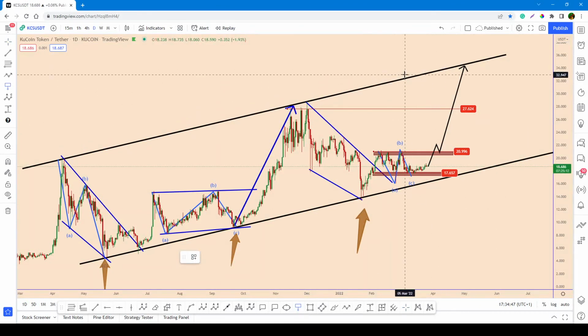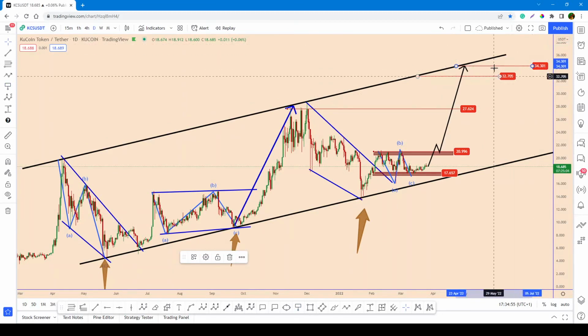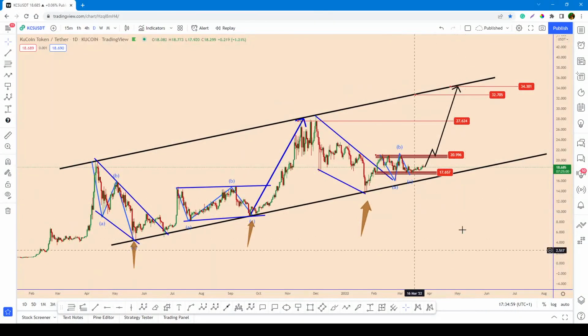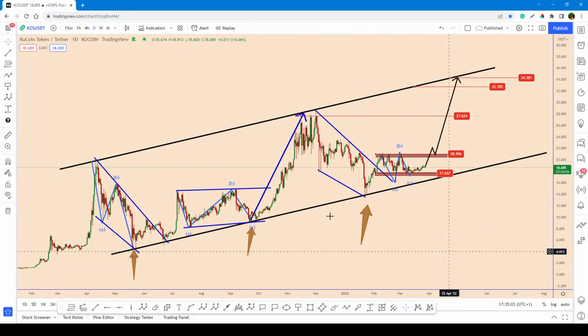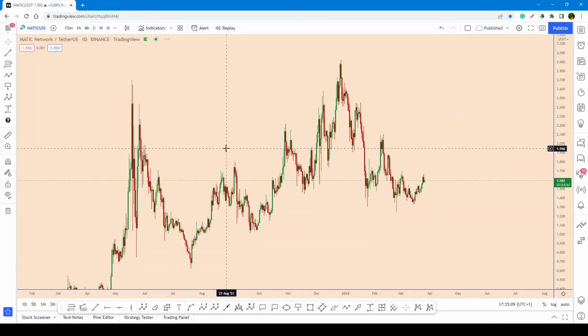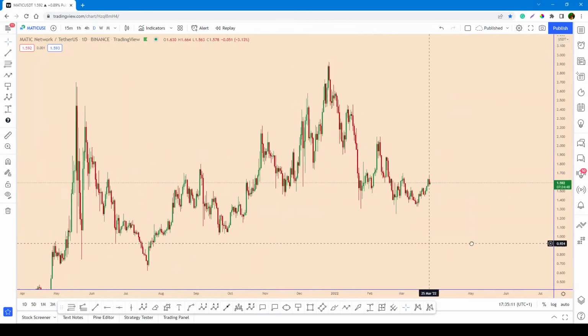So it depends, it may come somewhere here, or it may develop in a different way, and it may come on another part of the structure. So it depends how the wave will develop. Also KuCoin has a very good price development. So it was holding this coin.